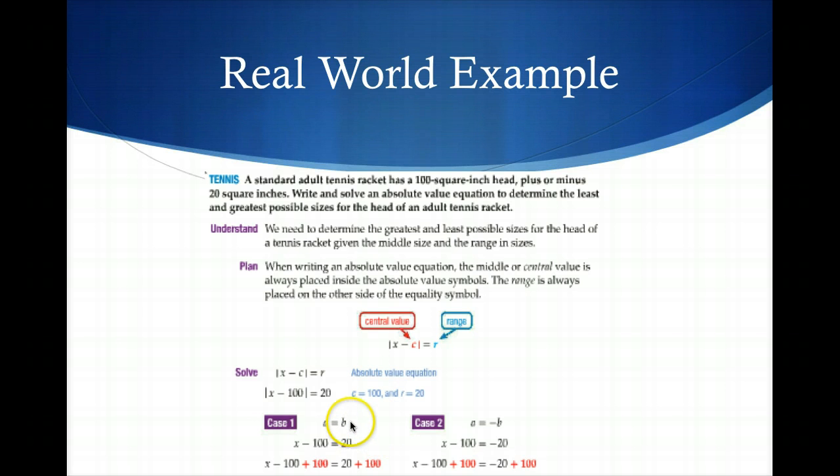Case 1, where a is equal to a positive b: x minus 100 equals 20. Now we're going to add 100 to both sides so we can solve for x. Then case 2, a equals negative b, so it could be minus 20. We solve on this one and we'll have x is equal to 80. On the first case, x is equal to 120.